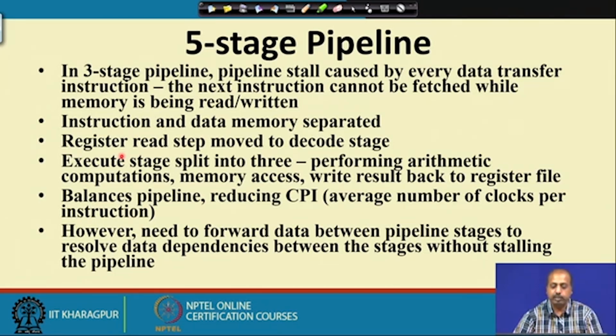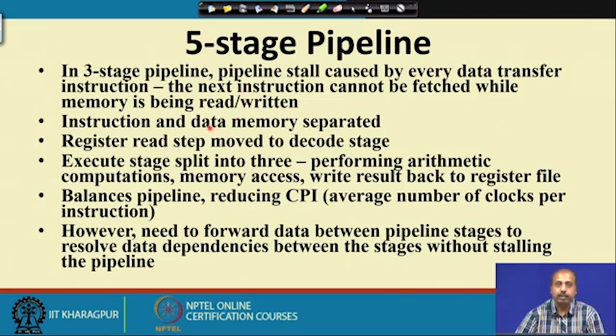So, the execute stage is also split into 3 sub stages, one for performing arithmetic computation, then memory access, and then writing the result back to the register file. So, these are the 3 stages into which the execute stage is divided. So, you have got fetch, then decode and register read that constitutes one stage, and this execute stage is divided into 3 stages. So, as a result we have got a 5 stage pipeline. Okay. Here is 3 for execute, 1 for decode and 1 for fetch.